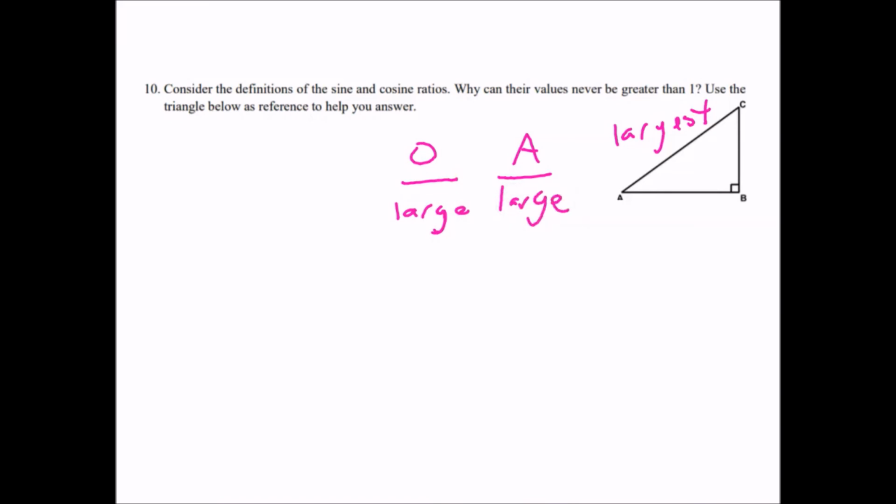So anytime you have a fraction where there's a small over a large, you're going to get something that's less than 1. Because tangent can be opposite over adjacent, the opposite can actually be greater than the adjacent side sometimes. So that's why tangent can sometimes be more than 1. But with sine and cosine, it's opposite and adjacent over the largest side, so it can't be more than 1. It's always going to be less than 1. And I believe that's it.